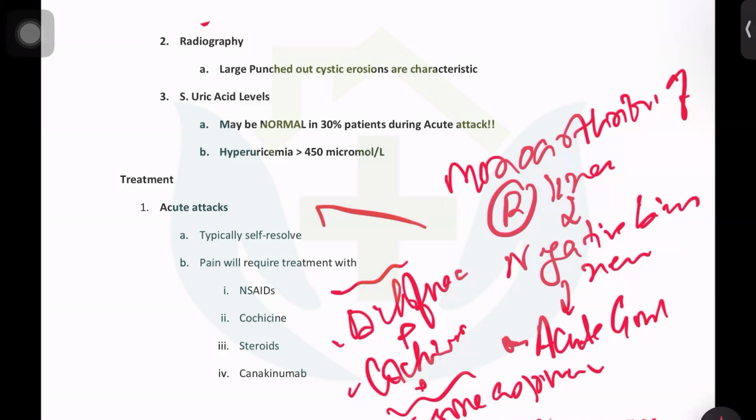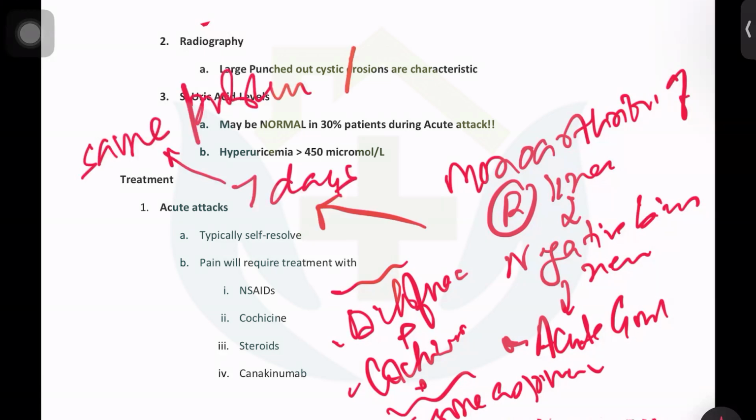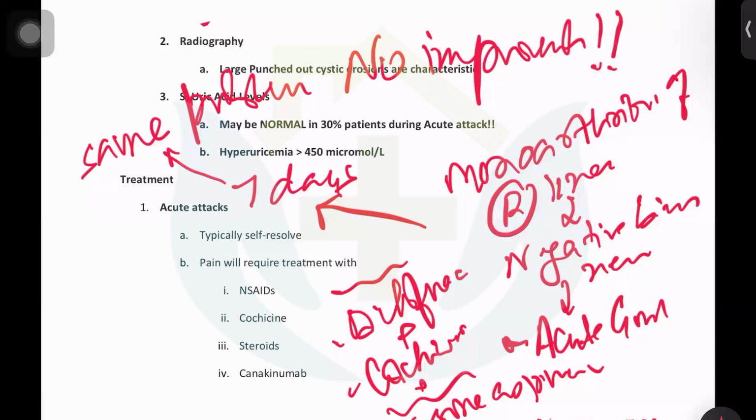Now, this patient comes back after 7 days with the same problem. No improvement. What are you going to do? Run your horses. Say anything. Aspiration and culture?